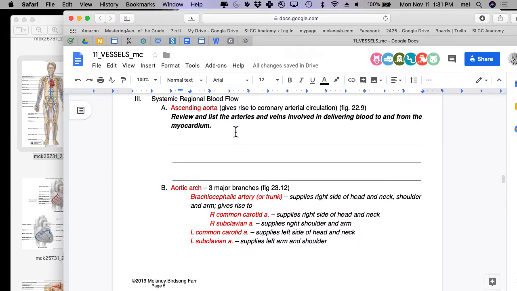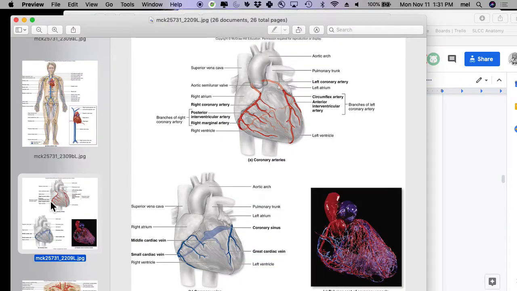Okay, but we already did this one, right? So we already did the first systemic blood trace. And it was this one, yes? So the only 2 branches that you learned from the ascending aorta were what? What are the 2 branches? Right and left coronary arteries. Let's just talk through it. You don't have to list it right now. You can do it later, but I would be prepared for a heart blood trace by Wednesday.